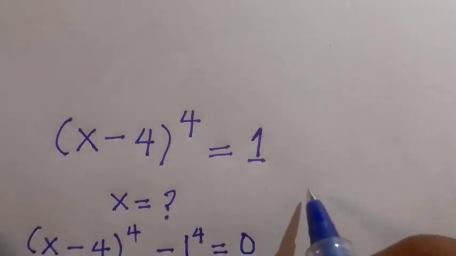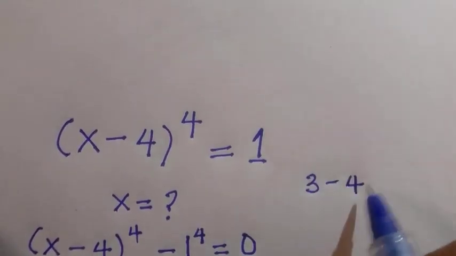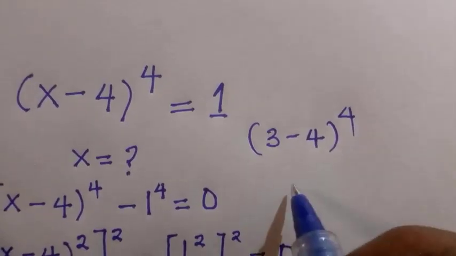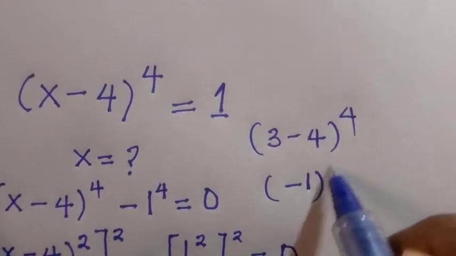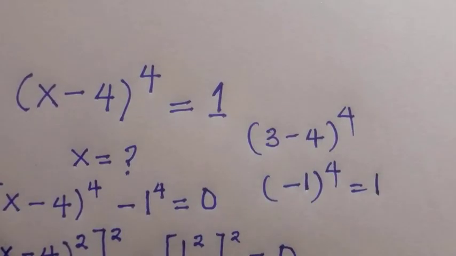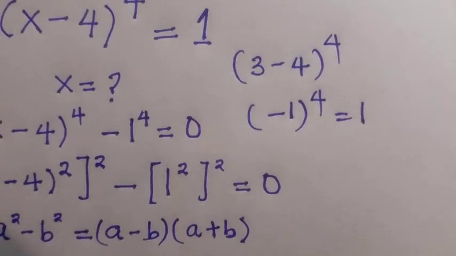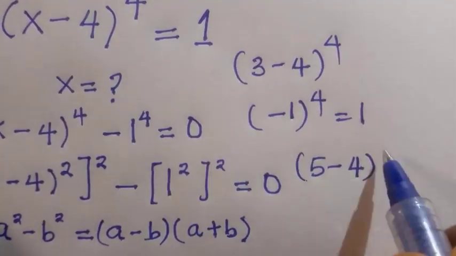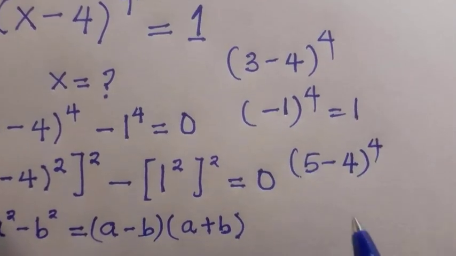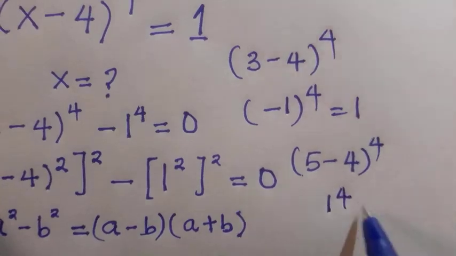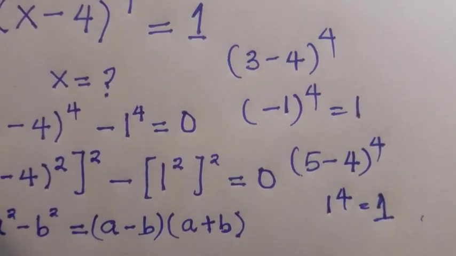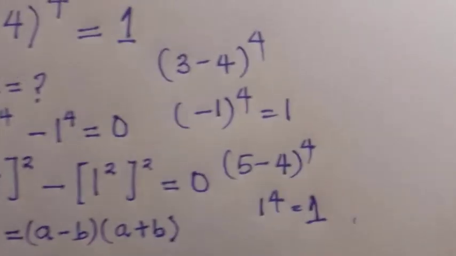Only the real roots, we plug in to test if the left-hand side equals the right-hand side. At x = 3, we have (3 − 4)^4 = (−1)^4, which gives 1. And at x = 5, we have (5 − 4)^4, which is also equal to 1. The two real roots that we have gotten satisfy this.